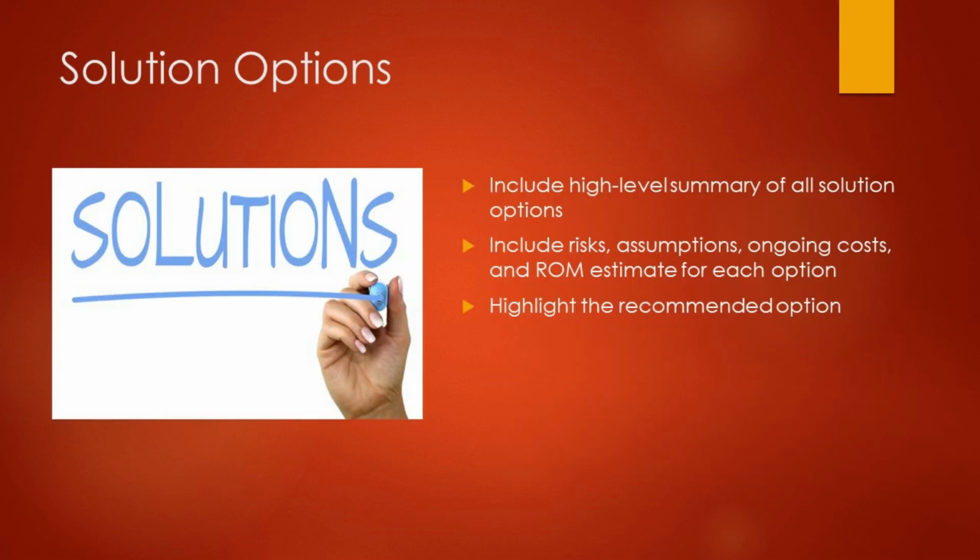Solution options. You'll need to include a high-level summary of all of the solution options for addressing this project. Each solution option should have its own summary, risks, assumptions, ongoing costs associated with that option, and a rough order of magnitude estimate. Further, you should highlight the recommended solution option you're putting forward for consideration. This will give anyone who reviews the charter an overview of what other options were considered and maybe help them understand why you went with a specific option.